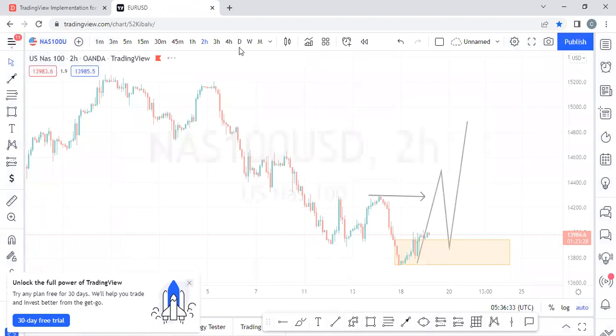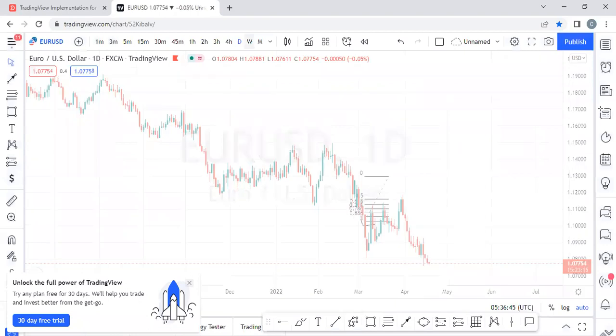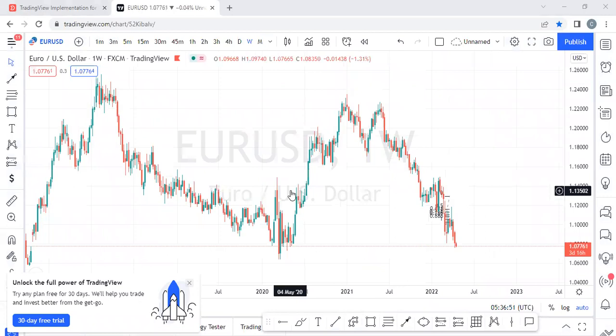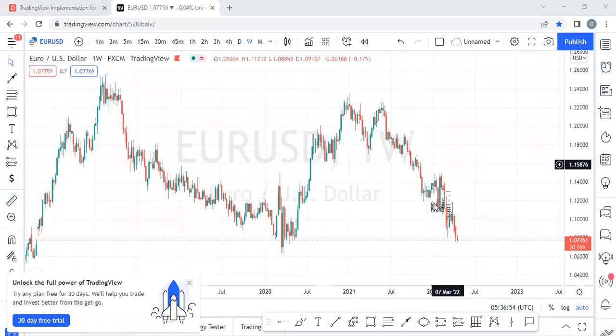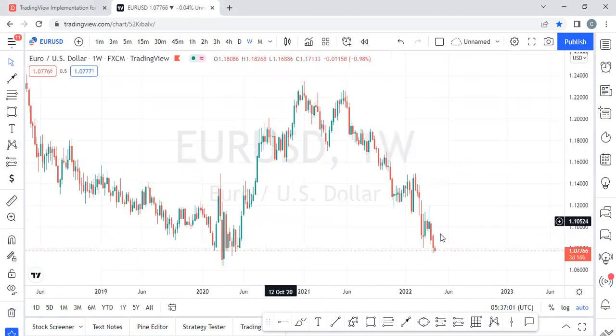Let's go to the daily time frame and start our analysis on the daily. Or let's go to weekly to see if there is anything of interest on the weekly. Based on what I can see on the weekly, we have been bearish for a while. I've been super bearish for a while. On the weekly time frame, this has been a bearish structure. We go to the daily to see if there's anything of interest.